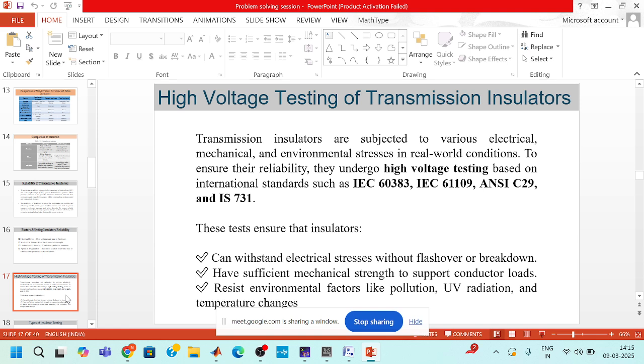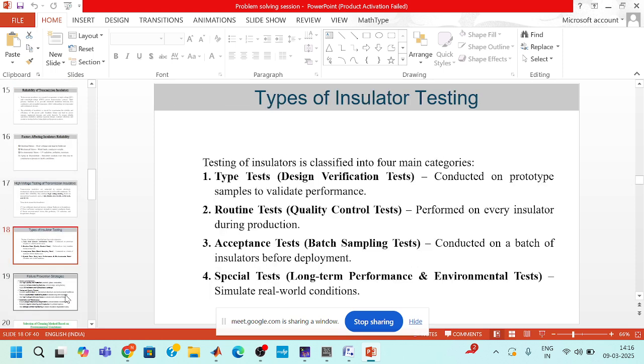And this test ensures that insulators can withstand electrical stresses without flashover or breakdown, and that they have sufficient mechanical strength to support conductor loads. It also ensures they can resist environmental factors like pollution, UV radiation, and temperature changes. Okay, that's why we do the testing of transmission insulators.